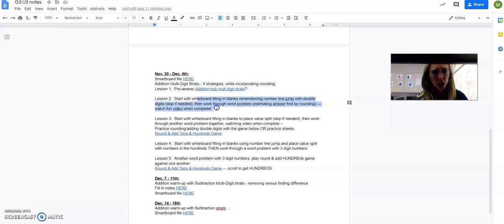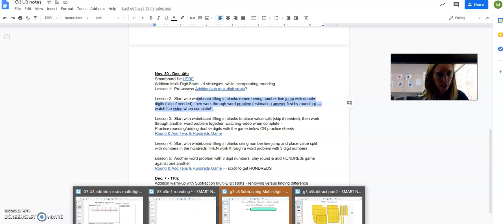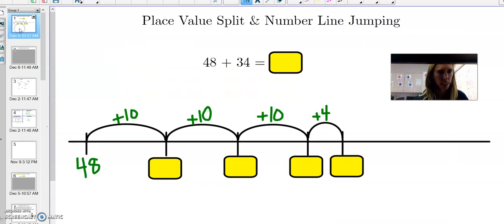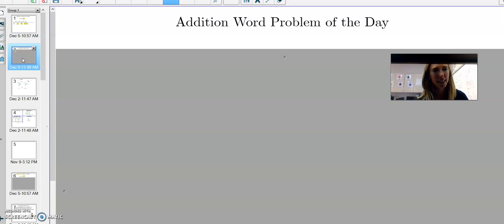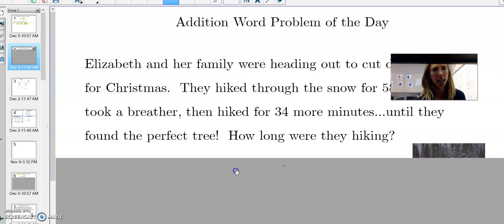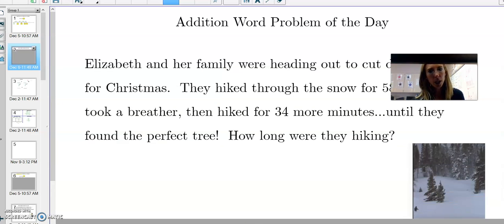And then you would start with word problems every day. So this is the smartboard file for this one. Looks like this. If you have time, you can have kids on a whiteboard saying, what do you think goes here? Write it on your whiteboard. Go through a place value split and then do an addition problem of the day. We go through a problem and we have a fun video to watch when we're done with it. But first we have to do the work.